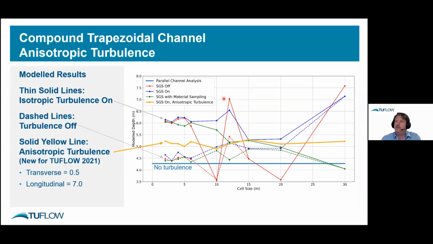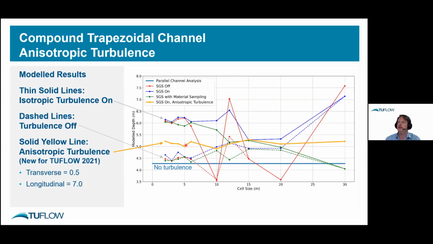So if we add that to the previous slide, in this case, the yellow line is with that anisotropic turbulence turned on. In this case, we've got a transverse value of 0.5 and a longitudinal value of 7. So more than 10 times in the longitudinal direction. So anisotropic turbulence is something that we've put into the TUFLOW solver recently, so that'll be available in the 2021 version.